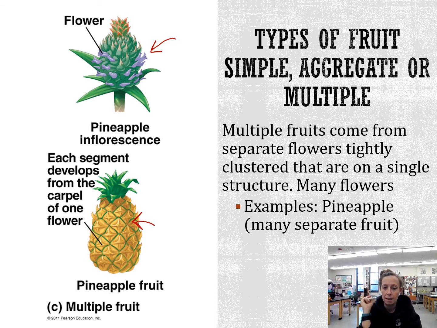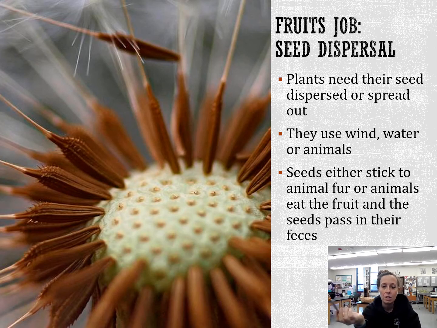Okay, next. When we talk about fruit, the job of fruit, the whole reason we have it, is to disperse seeds. Plants need their seeds dispersed or spread out. This is very similar to how things get pollinated, where multiple animals do it. We're going to use wind, water, or animals to disperse the seeds. So the seeds are going to stick to the fur of an animal, or an animal can eat the fruit, and they don't digest the seeds. The seeds just pass out in their feces.